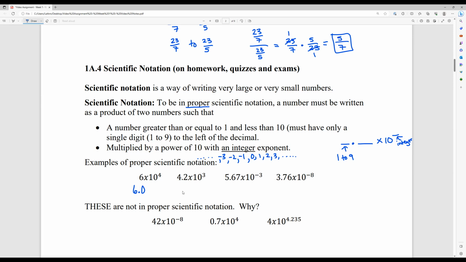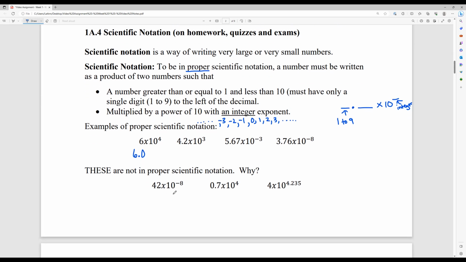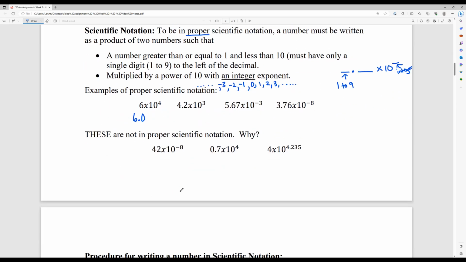5.67 times 10 to the negative 3. That has the single digit 1 to 9 in front and an integer exponent. 3.76 times 10 to the negative 8, also single digit 1 through 9 in front of the decimal to the left of it, and an integer exponent. The next examples are not in proper scientific notation. So let's talk about why.